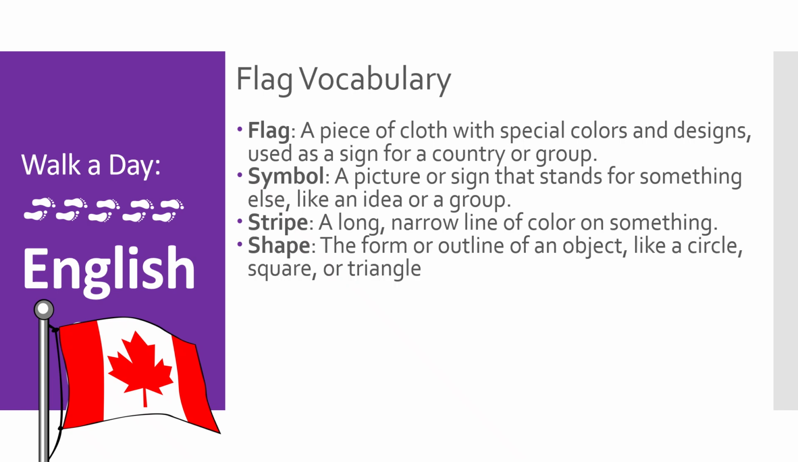Shape is the form or outline of an object, like a circle, a square, or a triangle. In the Canadian flag, we have two red rectangles on each side. We have one white square in the center, and we have a maple leaf, 11-point maple leaf shape in the center of our flag.